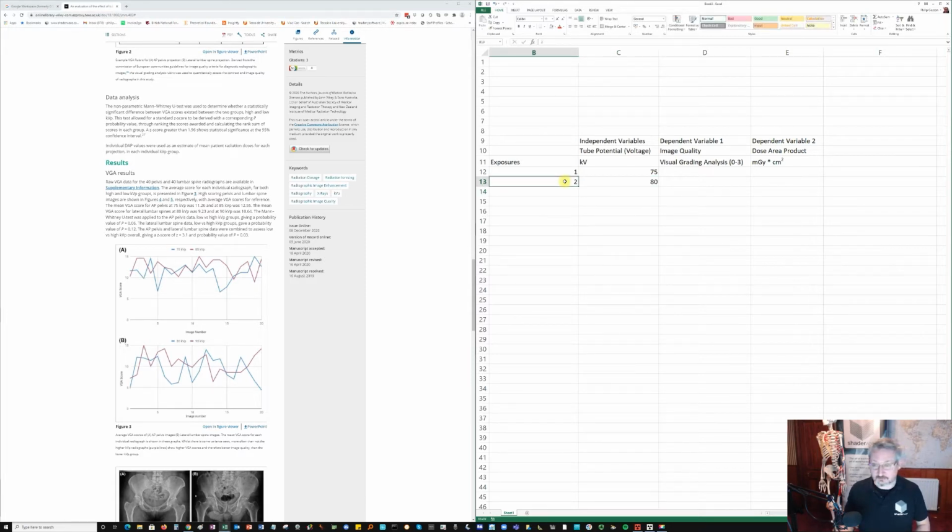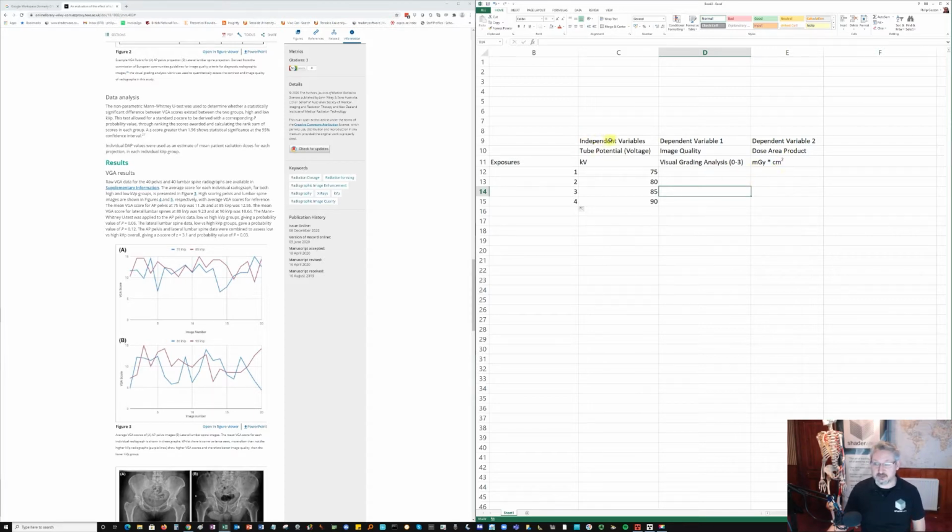Exposure 3, well actually what we'll do is we'll just do the 2 extremes. So you should really always do 3. So we've got 75, we've got 80, 85. Well, let's do them in 5 kV steps. So we've got 75, 80, 85 and 90. That gives us all of the range that they've used. So we're now going to get 4 exposures.